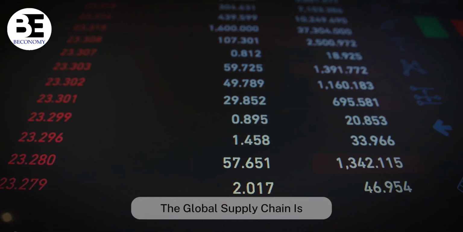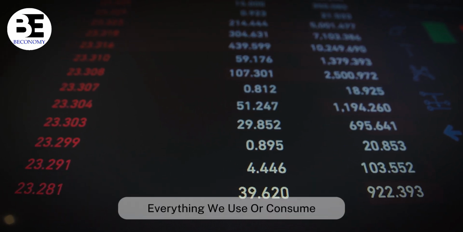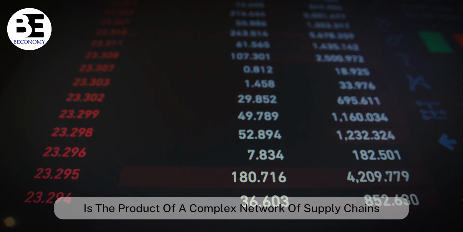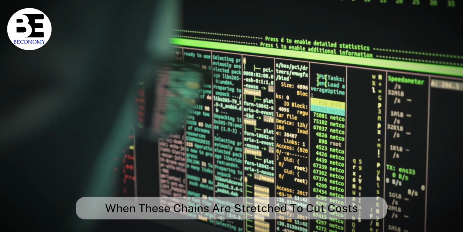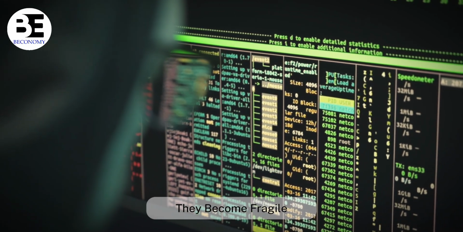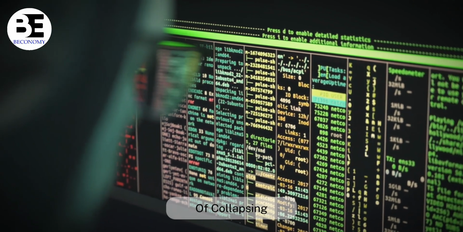The global supply chain is not just a part of the economy, it is the economy. Everything we use or consume is the product of a complex network of supply chains. When these chains are stretched to cut costs, they become fragile, and when one part fails, the entire system is at risk of collapsing.